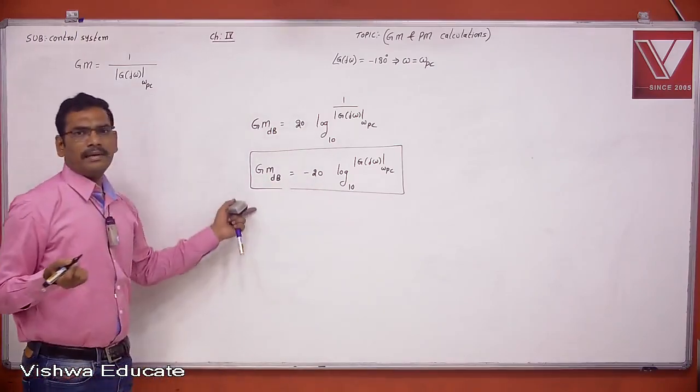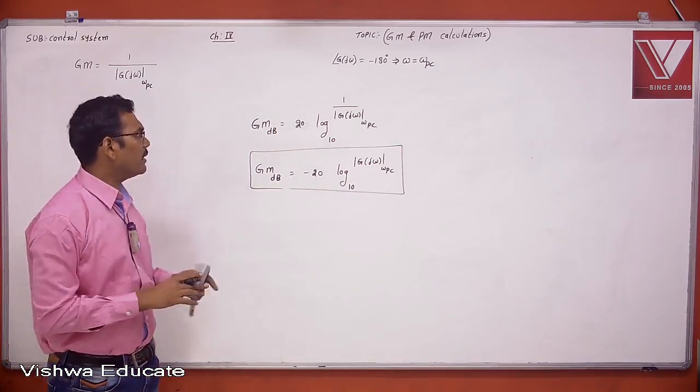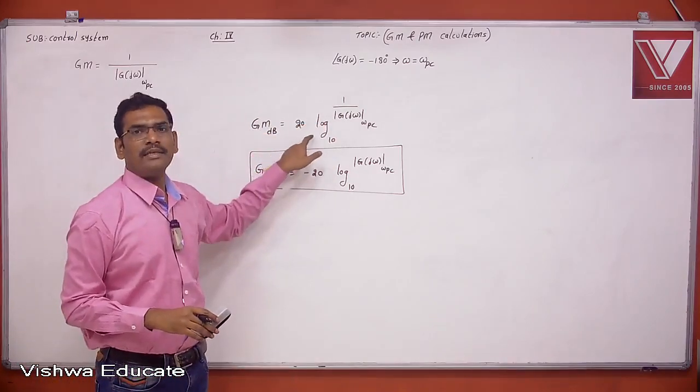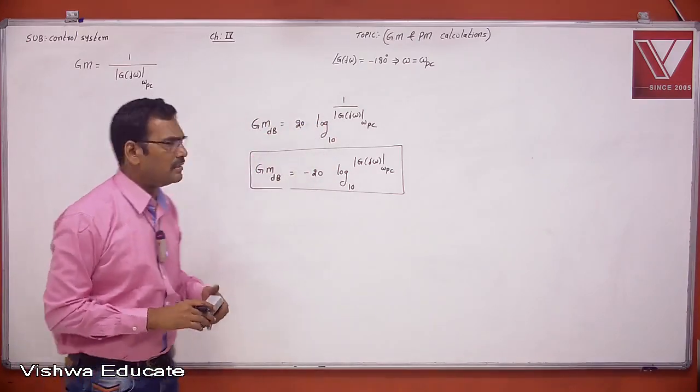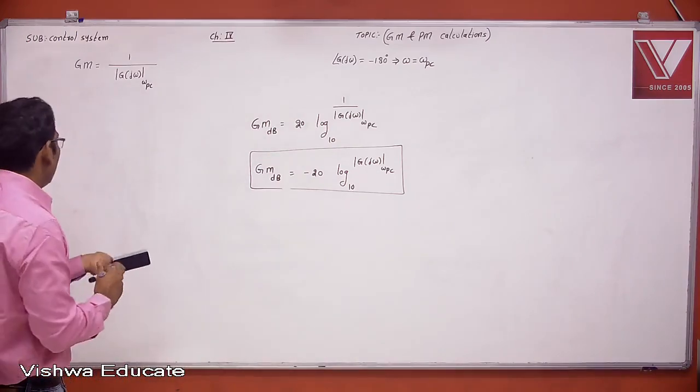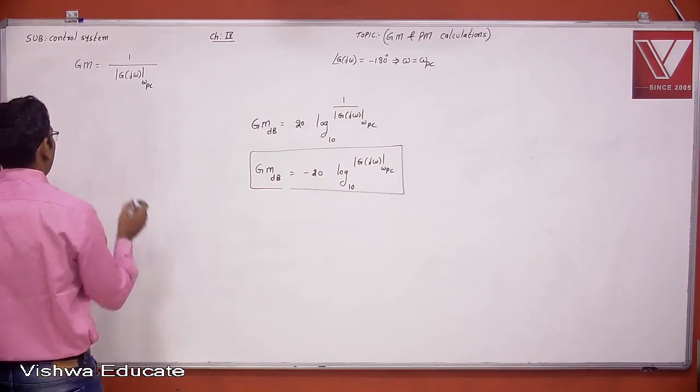If you remember this formula, you can do only one thing directly: whatever answer is coming, applying 20 log to it gives the result directly in terms of dB. These are the formulas of gain margin. Then we'll solve one problem so you can understand.